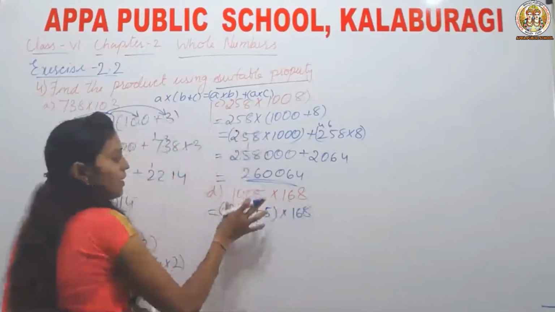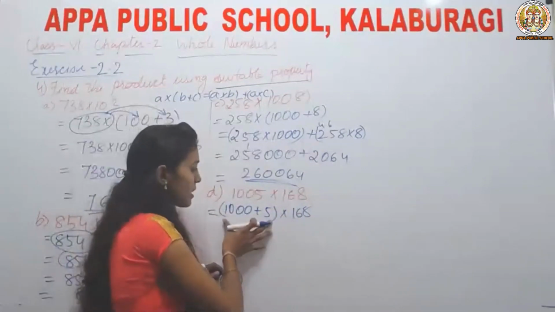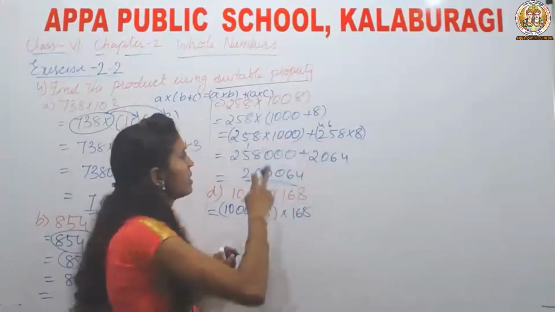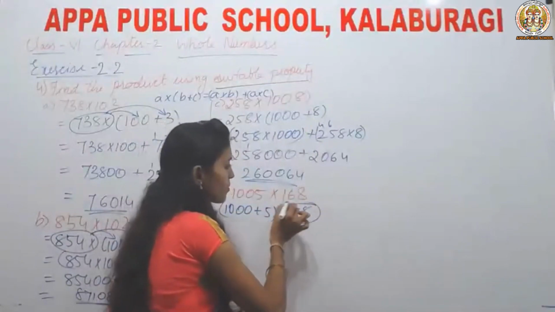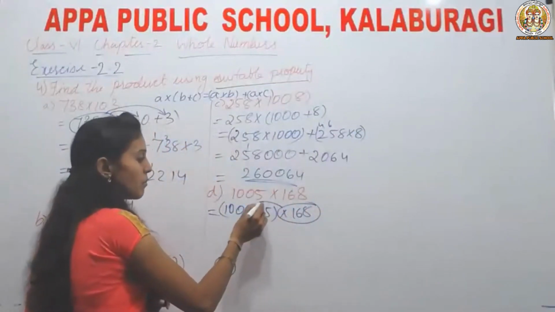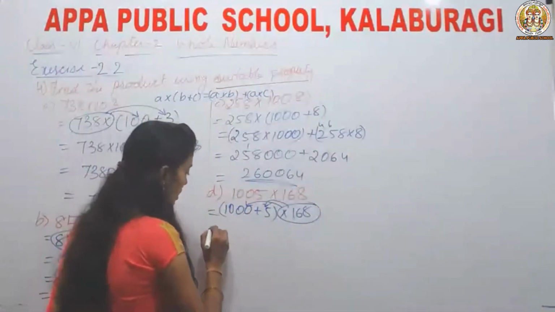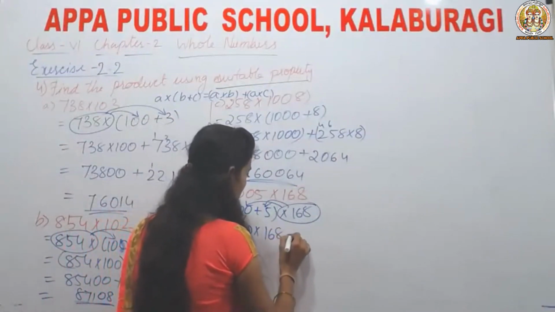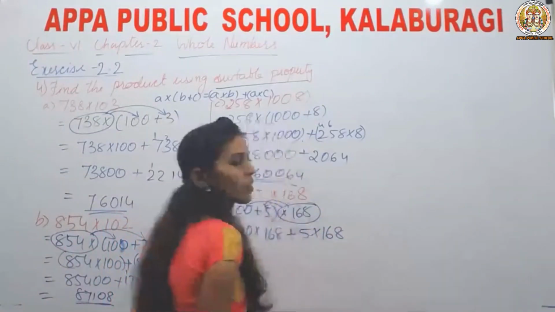Now same thing. Multiplication is commutative. If I write this number this side and this number this side, or else like this, there is no difference. I can write like this or like this, both are same. Here this is the common term which is outside. We have to distribute this number, we have to multiply this number with these two both. So it is nothing but 1000 into 168 plus 5 into 168.